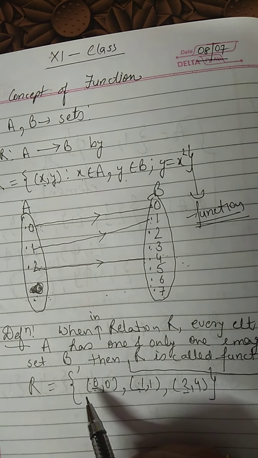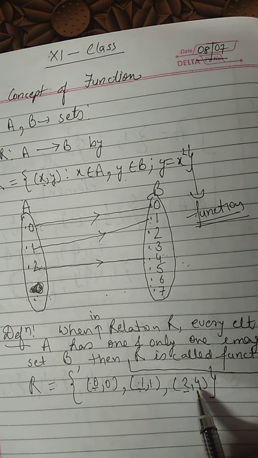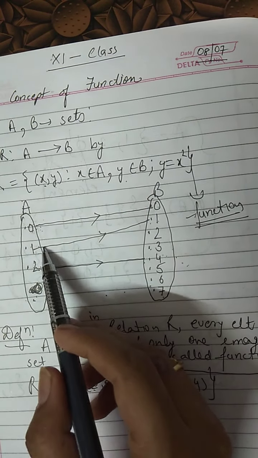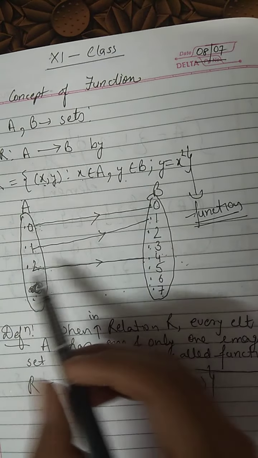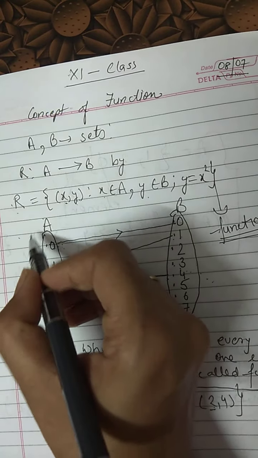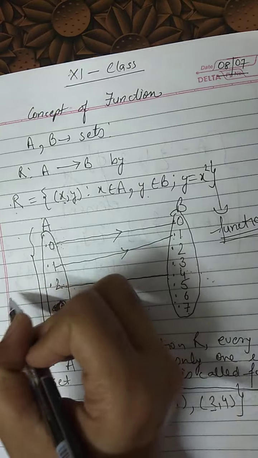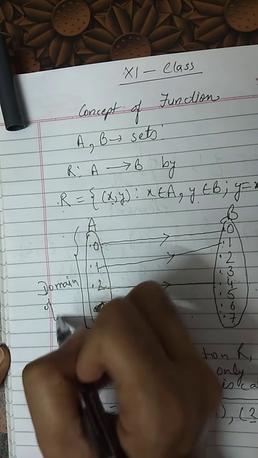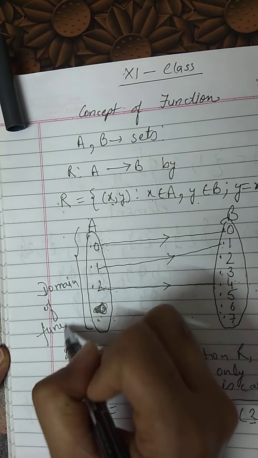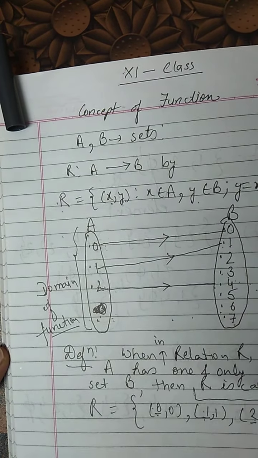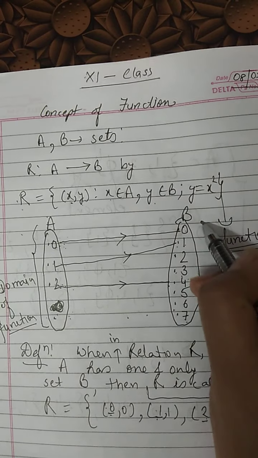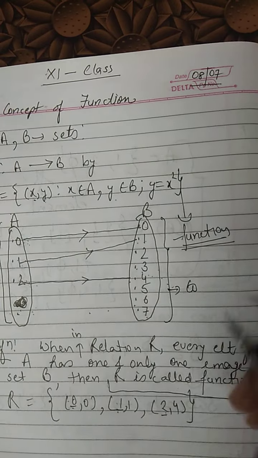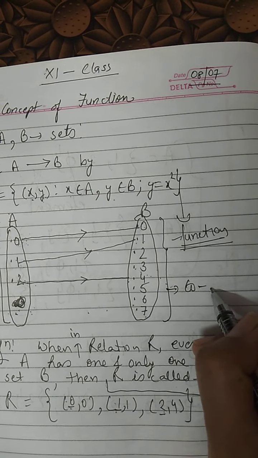And what is the definition of domain? The collection of all the first elements of the relation is called the domain. Now what is happening here? Every element of set A has an image. That means in the function, what will be the condition? The whole set A will be called the domain of the function, and the whole set B will have the same name as it had in the relation concept.